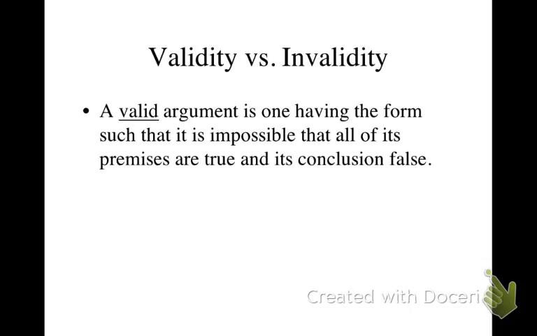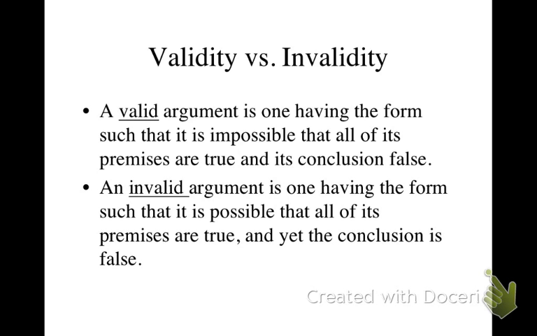So, a valid argument is one having the form such that it is impossible that all of its premises are true and its conclusion false. Whereas an invalid argument is one having the form such that it is possible that all of its premises are true, and yet the conclusion is false.